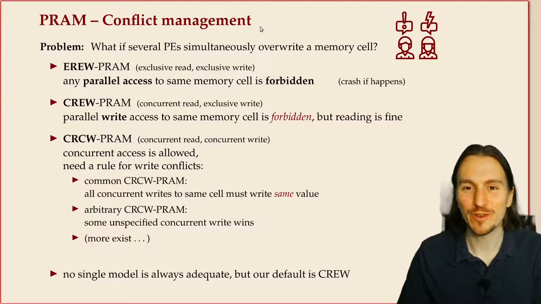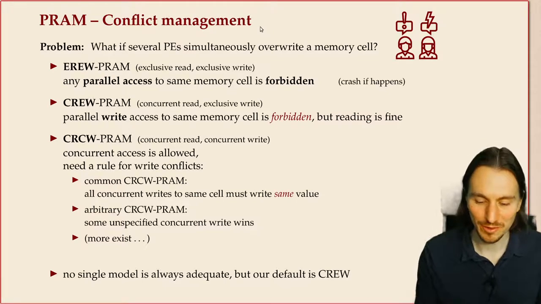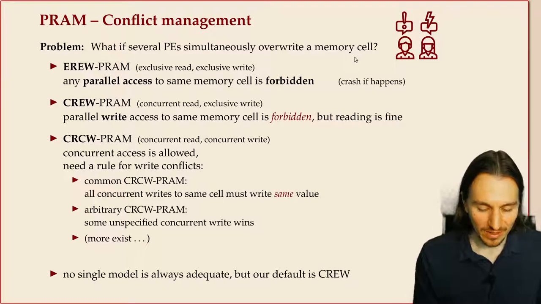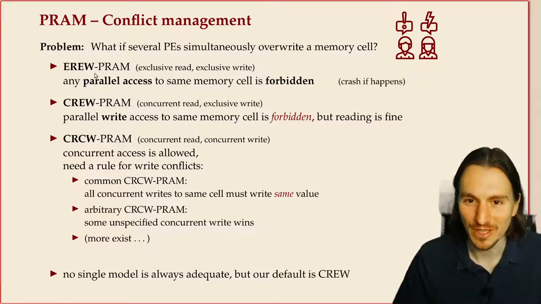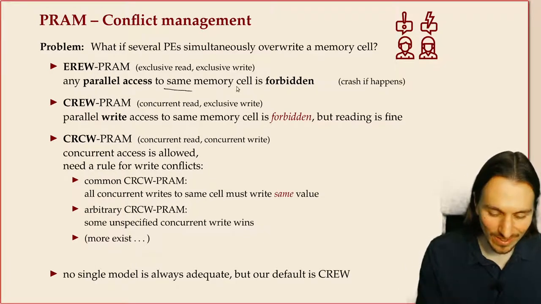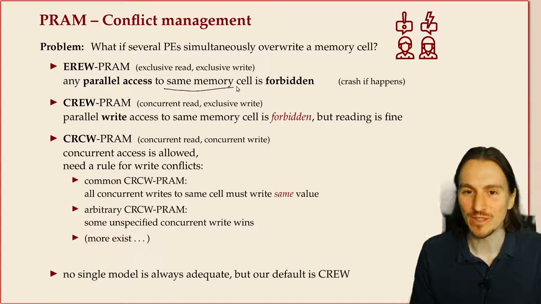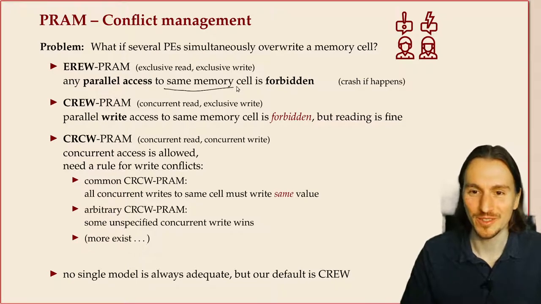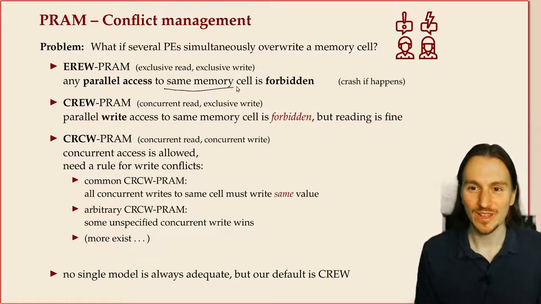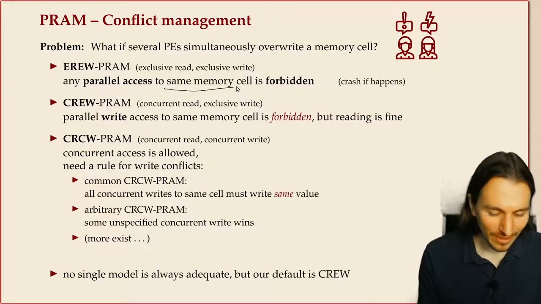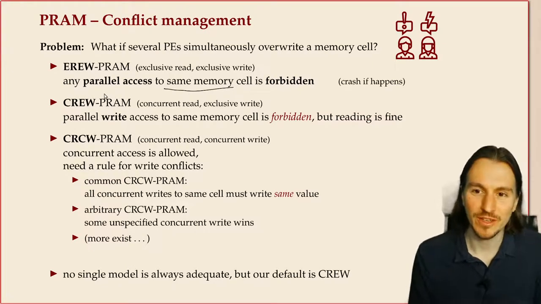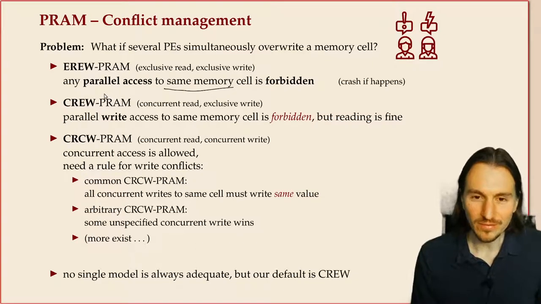In the PRAM, there are different versions of conflict management. What happens if you access the same memory cell? And these go from strict to more lenient. The strictest is the exclusive read, exclusive write. That means no one is ever allowed to access the same memory cell in the same time step. And if that ever happens, the machine just blows up. So as a programmer, you have to avoid this at all costs. This is super strict and is stricter than most actual computers need. So it's not used a lot, but sometimes it's used to show limits of what you can do.